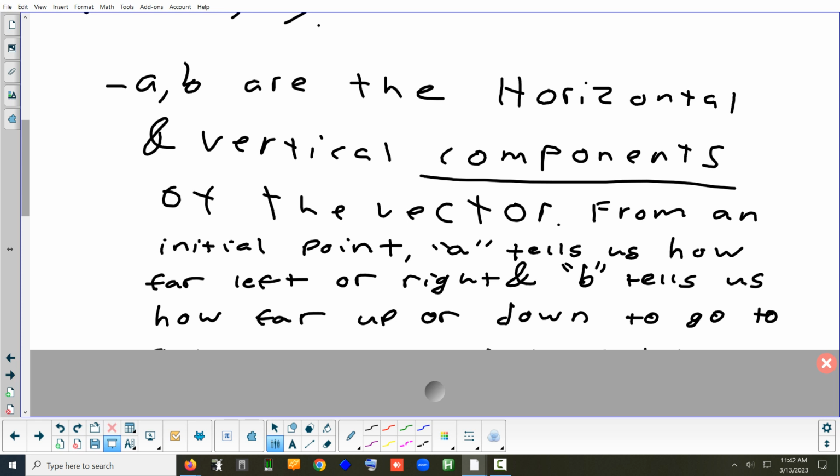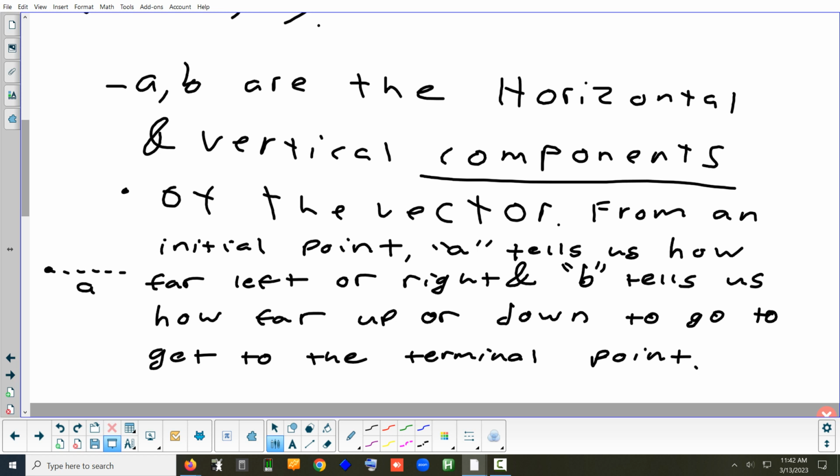So A tells you how far left and right you go from an initial point to a terminal point. So that's like your A. And B tells you how far up or down to go to get to the terminal point. So this would be the vector A, comma, B. A and B are like directions. Horizontal movement followed by vertical movement. And by making A and B any combination of positives and negatives, you can move in any direction you want to go. And A and B could also be fractions. Like if you wanted to go 1.5 units right and 2.5 units up, you can use fractions for the A and B.